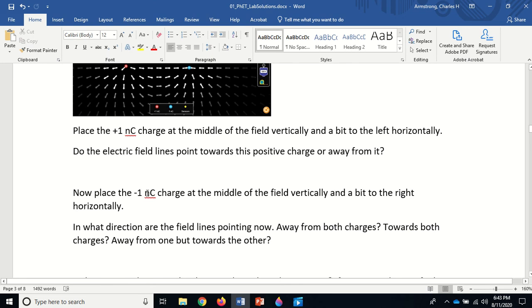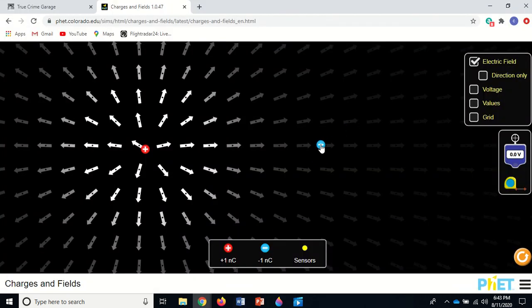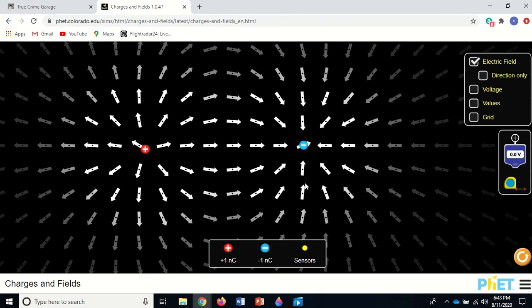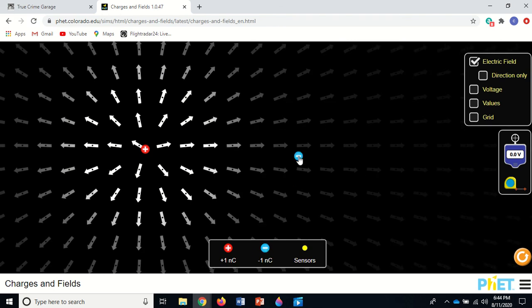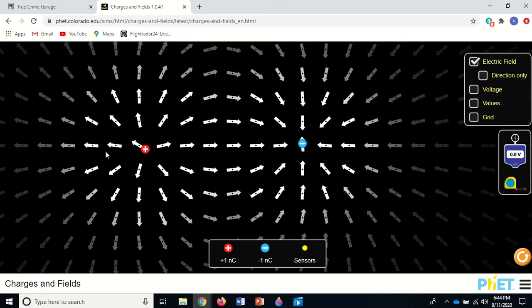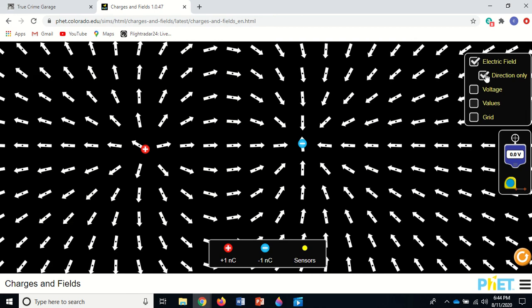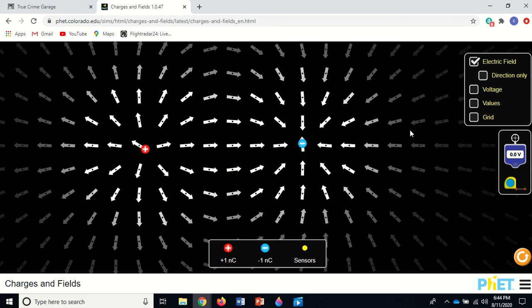Now place the -1 nanocoulomb charge in the middle of the field vertically and a bit to the right horizontally. Okay, so we can place this over here. They're still pointing away from the positive, but they're pointing in towards the negative. Now, these are the field lines. These are very bright, and they get dimmer over here. That shows you the strength of the field at those places. If I go direction only, then they show everything without any distinction.